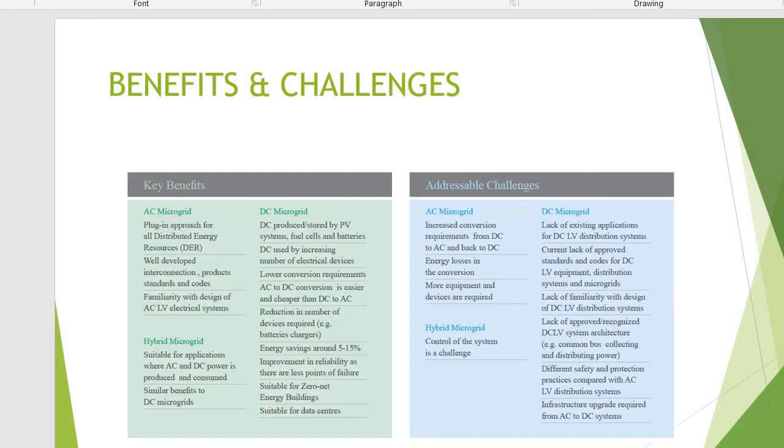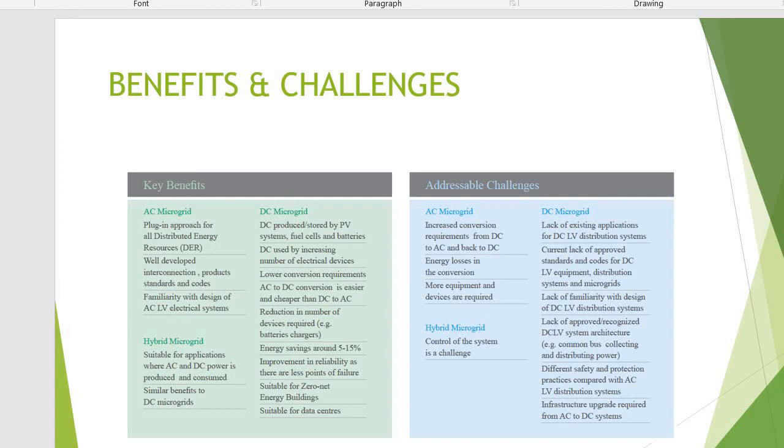When we talk about an AC microgrid, there is always a plug-in approach for all distributed energy sources. We have well-developed interconnection products, standards and codes, right? When we talk about a hybrid microgrid, it is suitable for applications of both AC and DC. When we talk about a DC microgrid, there is no need for plug-in. We do not have to depend only on the plug-in approach. These are produced or stored by PV systems, fuel cells and batteries. They are used by an increasing number of electrical devices, with lower conversion requirements and energy savings of around 5 to 15%, right? Suitable for zero net energy buildings and suitable for data centers.